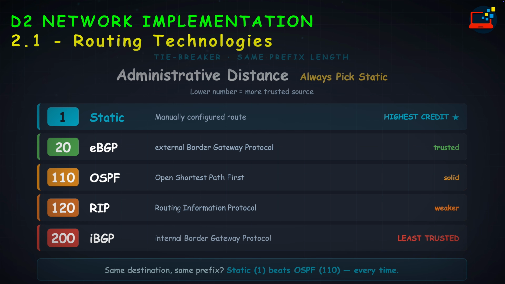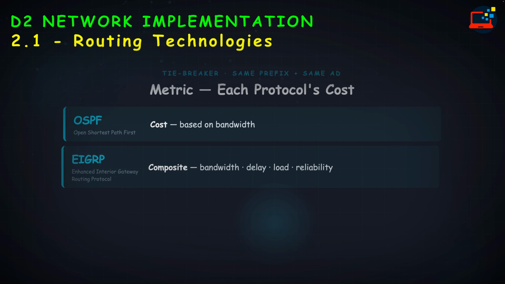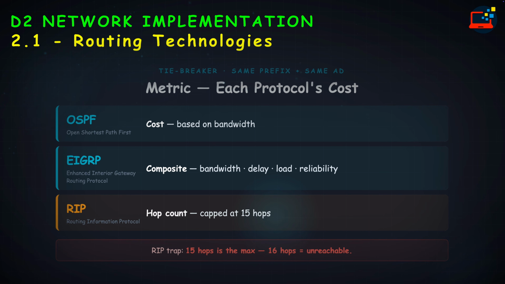So, if a static and an OSPF route both point to the same destination with the same prefix length, the router picks the static one every time. The mnemonic: always pick static. If the prefix length is the same and the administrative distance is the same, the router uses metric.